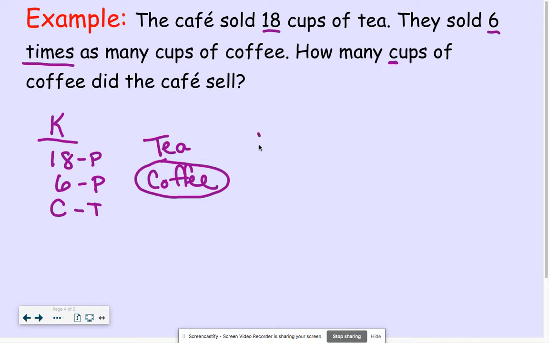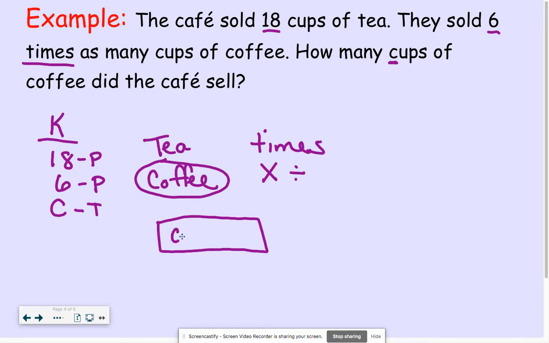Our keyword here says they sold 6 times. So we have the word times. Now, a lot of people, when they hear the word times, think right away they're going to be multiplying. But it also could mean that you're dividing. It all depends on what known information you have. So if we were to draw our comparison bars, our bigger item is coffee, and we don't know that. That represents C. Our smaller amount is T because it's only a part and it's 18. And we have a change of 6.